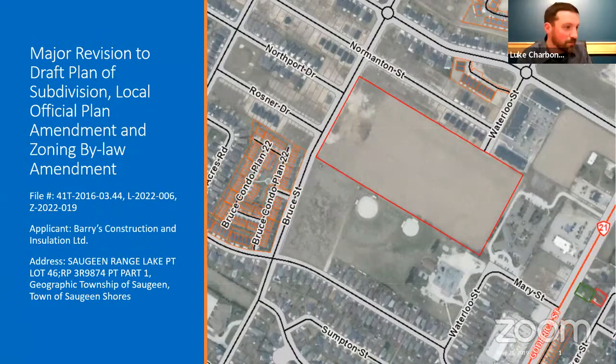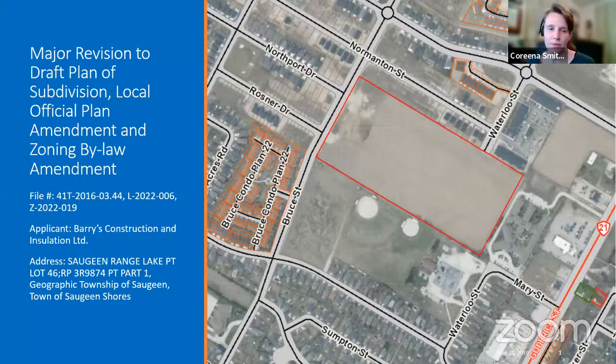Ms. Smith. Good evening. Thank you through you, Mr. Mayor. So I am presenting an application on behalf of Barry's Construction and Installation. The property is located in the north end of Port Elgin, near Waterloo Street and Devonshire Road. They are seeking a major revision to a draft plan of subdivision, a local official plan amendment, and a zoning bylaw amendment.